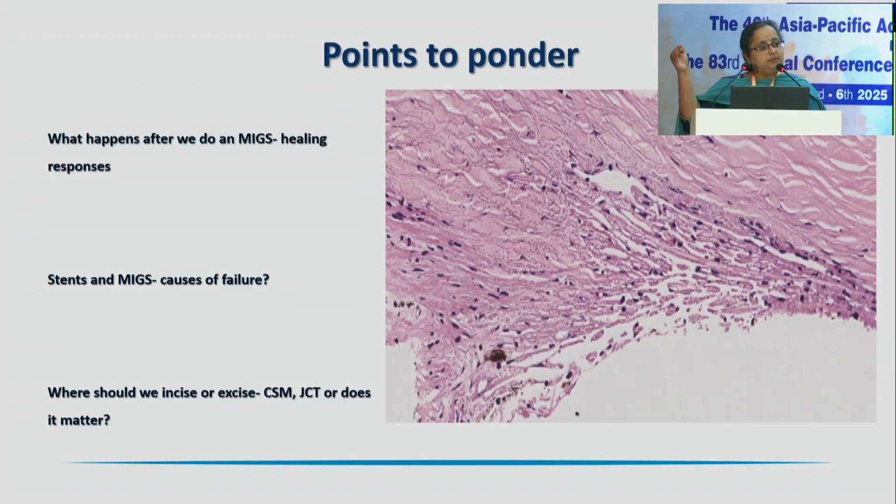Is it from the scleral fibroblast? Is it coming from somewhere else? We don't know. Further, stents and MIGS, like I said, what are the causes of failure? Is it closure of the collector channels, or is it some other reason like fibrosis over that region? We just do not know.